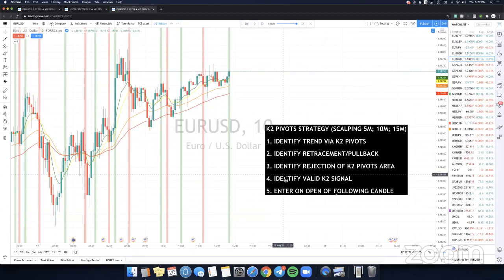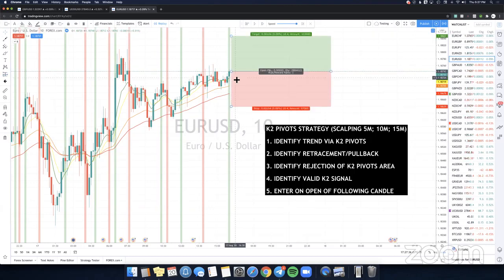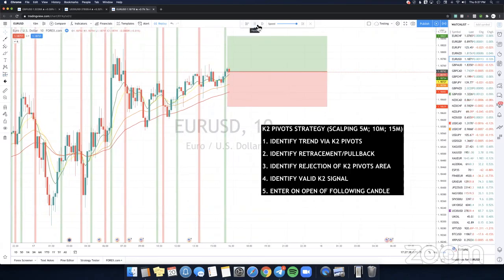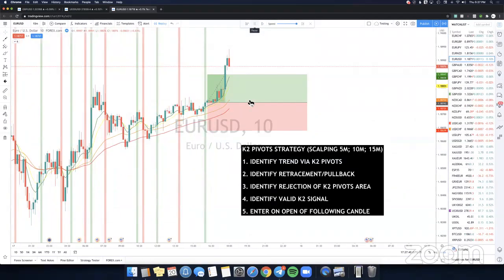Lastly, identify a valid K2 signal. Right here, we have a valid buy signal because it's a buy signal with a green bullish candle. So once those 4 requirements have been met, you can enter on the open of the following candle. So right here, enter a long position, and then you let that run. And there you go, TP.